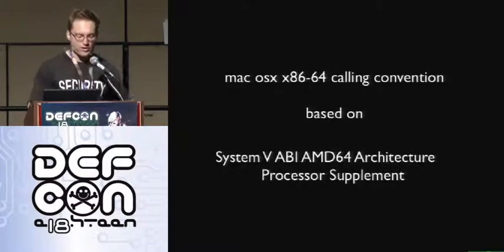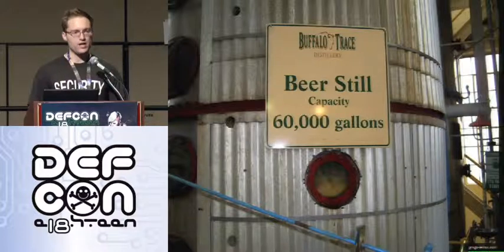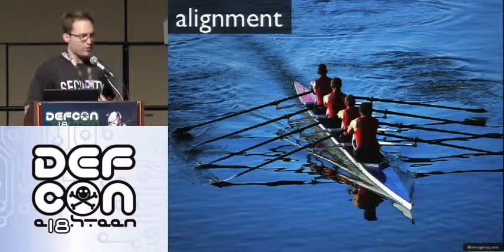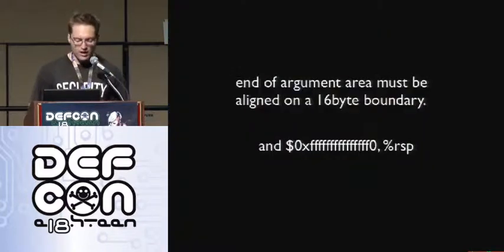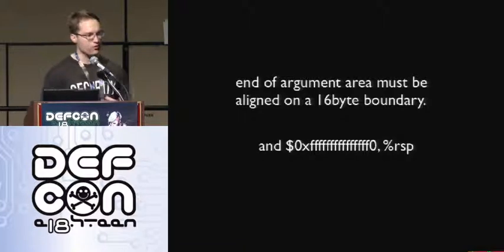But lucky for us, the x86 64 calling convention on OSX is based on the System 5 AMD 64 ABI. So there's some overlap, so we actually get saved a little bit. Instead of actually reading all this stuff, we can just distill it down into the main things we need to accomplish the function hooking that I'm going to describe shortly. So the first thing we need to worry about is alignment. All that we really care about for alignment in this talk with function hooking is that the end of the argument area before you call a function has to be aligned on a 16-byte boundary.